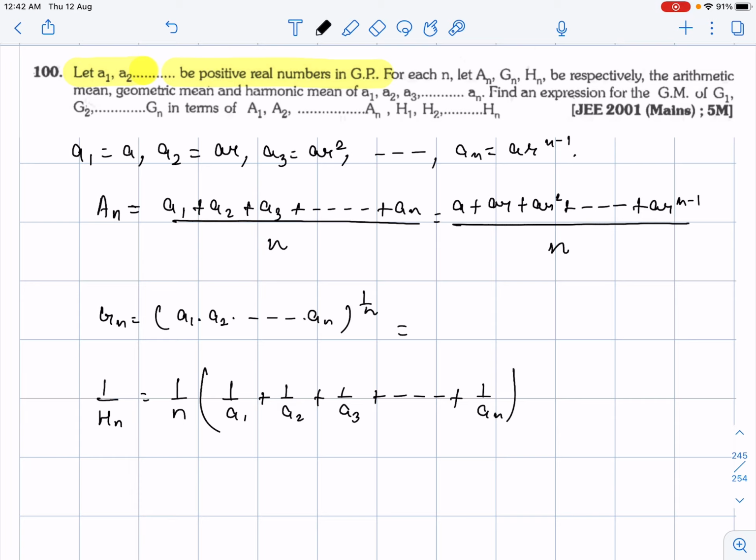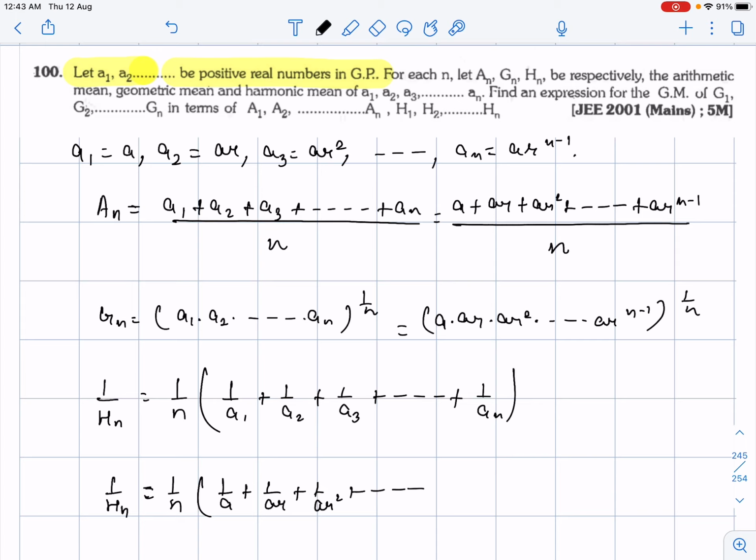The value of Gn will be a dot ar squared and so on up to ar to the power n minus 1, whole to the power 1 upon n. And 1 upon Hn is equal to 1 upon n multiplied by 1 upon a plus 1 upon ar plus 1 upon ar squared and so on up to 1 upon ar to the power n minus 1.